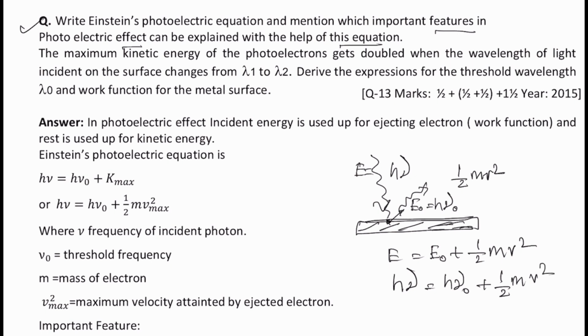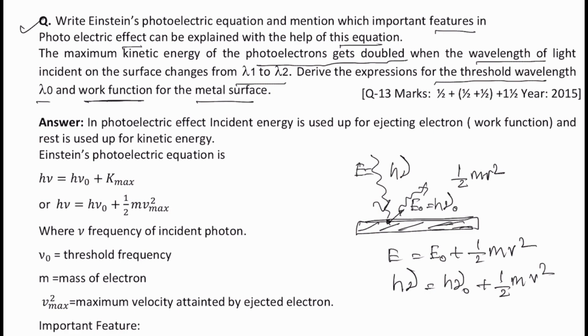So let's see. The maximum kinetic energy of the photoelectron gets doubled. This is the second part of this question, when the wavelength of light incident on the surface changes from lambda 1 to lambda 2. So the kinetic energy gets doubled when the wavelength is changed. Derive the expression for the threshold wavelength lambda 0 and the work function. What is work function? The minimum energy required to knock out the electron from the metal surface.